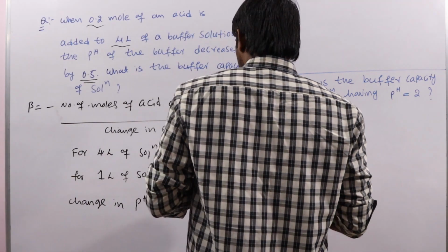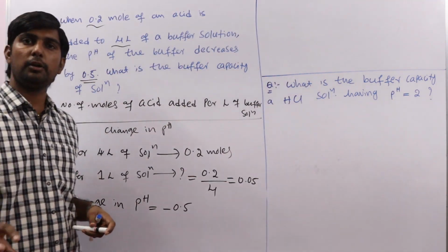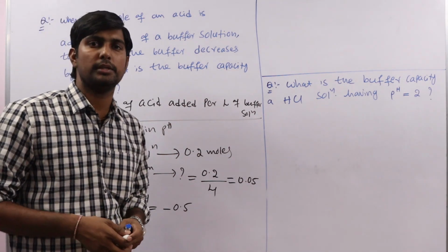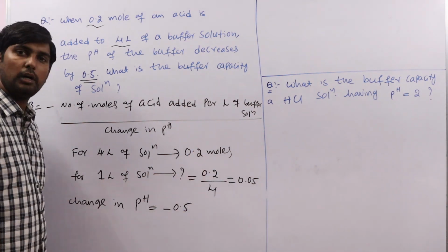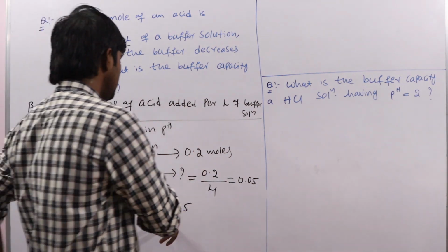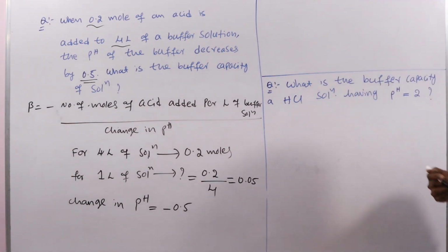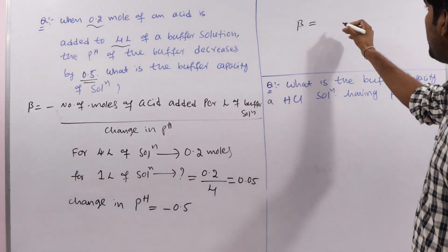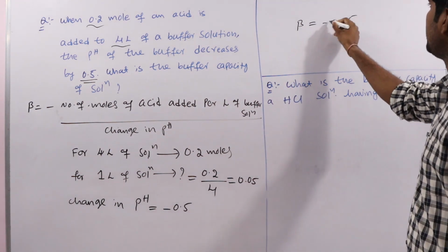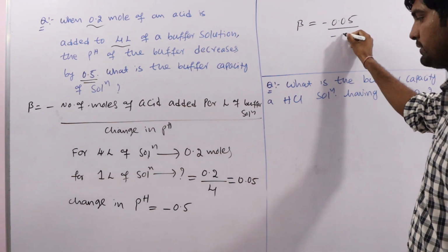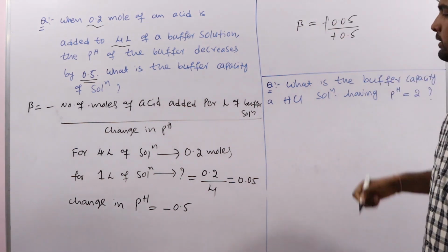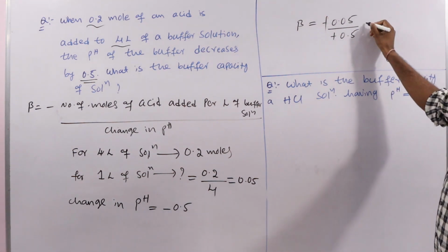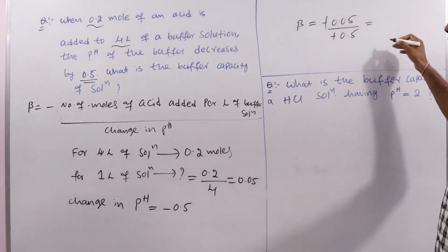Here change in pH is nothing but pH after addition of acid minus pH before addition of acid. So that's why we get minus 0.5. Now let us substitute these two in our formula. So beta is equal to 0.05 by minus of minus 0.5. Understood now why we are taking the minus symbol here? So here we get 0.05 by 0.5.